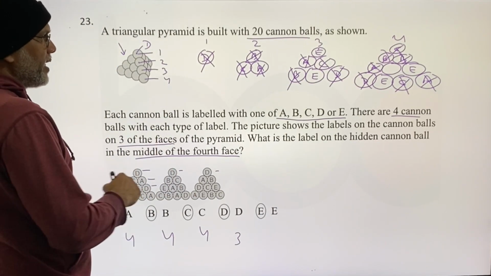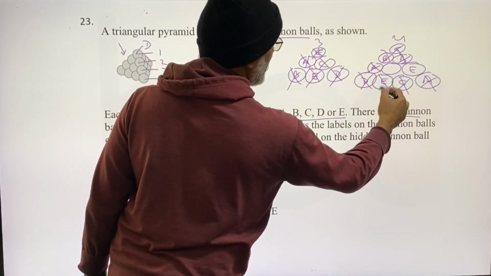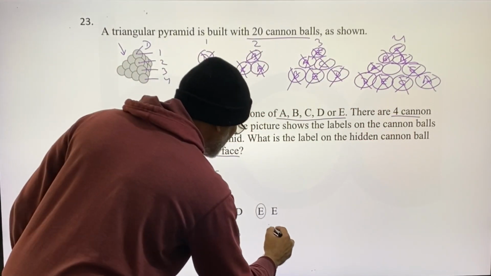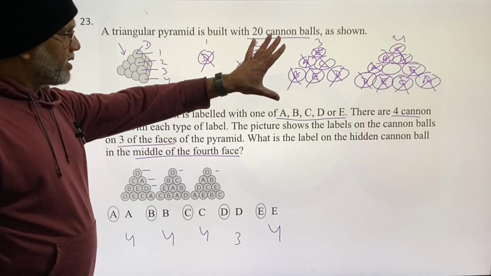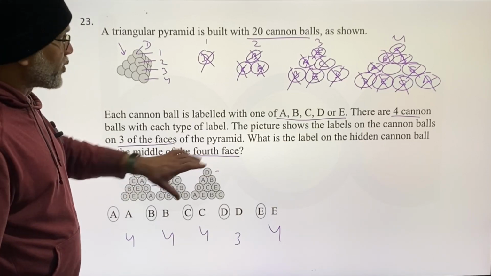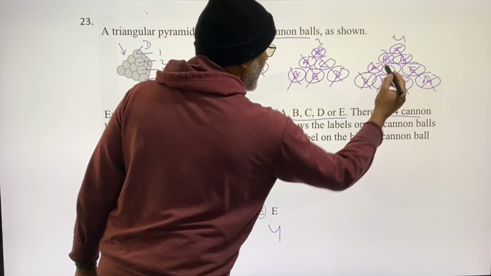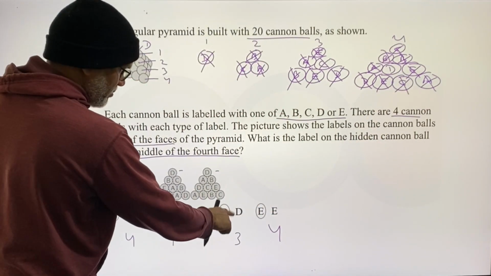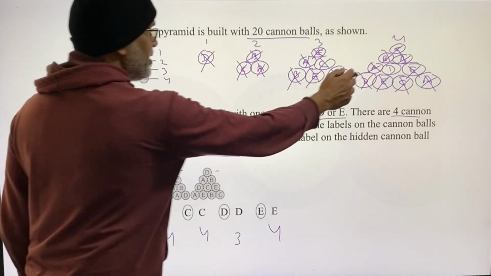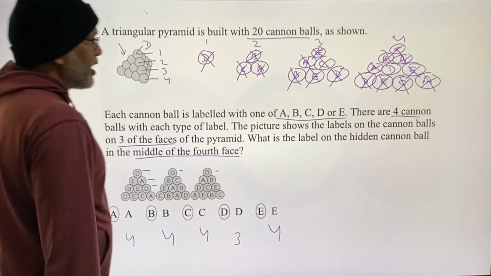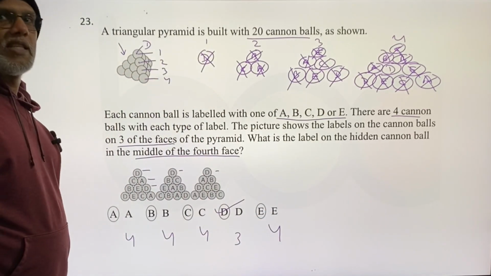But let's double check E. You see 1, 2, 3, 4. So I do see 4 E's. So there are only 3 D's in the view, right? So the one that is hiding, that must be a D. So there are a total of 4 D's, because there has to be 4 D's, right? And this was missing. So that's how I know that that has to be a D. D is the correct choice.